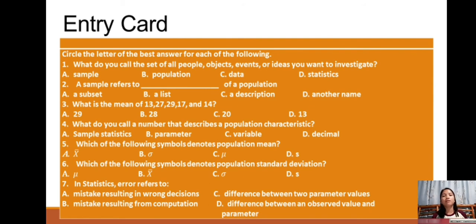Okay, for number 7, in statistics, error refers to. When we say error, this is not a mistake. In statistics, this is the difference between an observed value and a parameter. So the answer is letter D. So now we're done with our entry card. So let us proceed to our discussion.